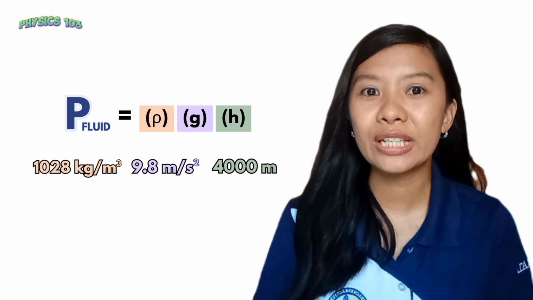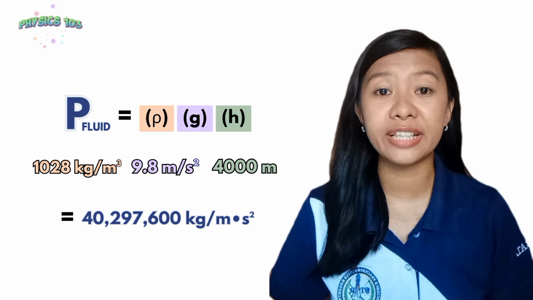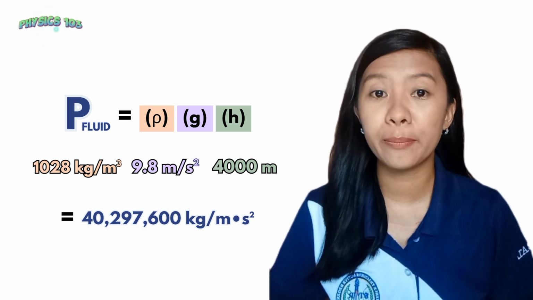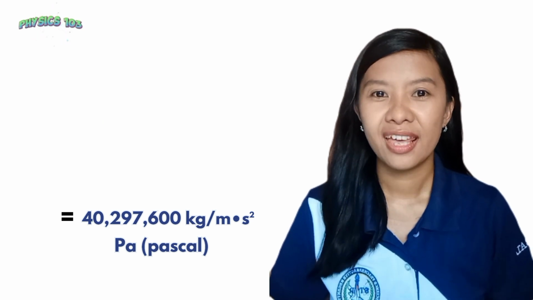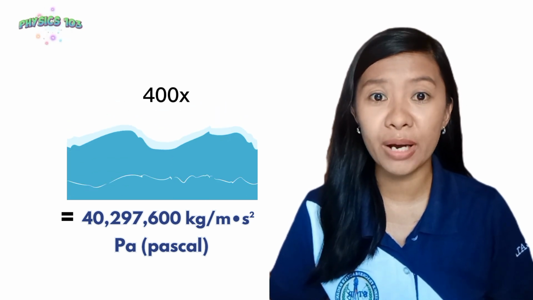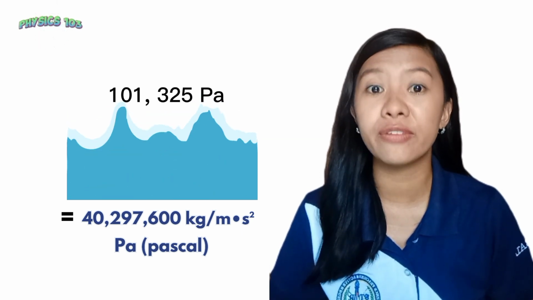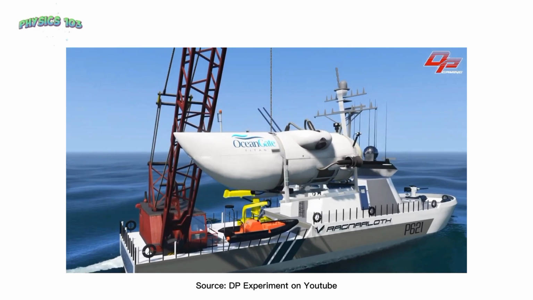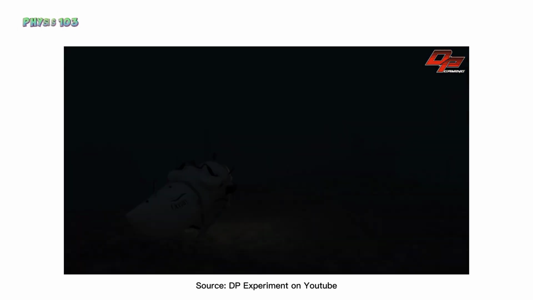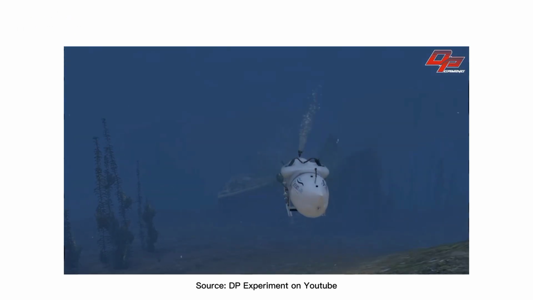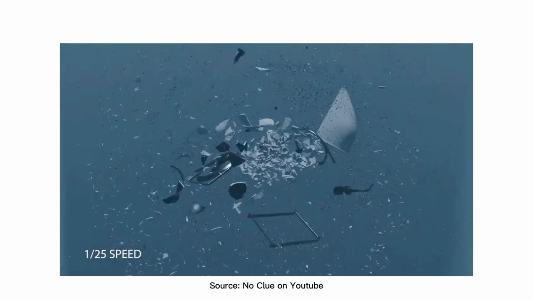Multiplying these values will give us the value of fluid pressure, and the answer is 40,297,600 kilogram per meter per second squared, or pascals, which is the SI unit of pressure. That's almost 400 times the pressure we experience on the surface, which is 101,325 pascals. As the submersible went deep in the ocean, it experienced force on its surface due to the water pressure.